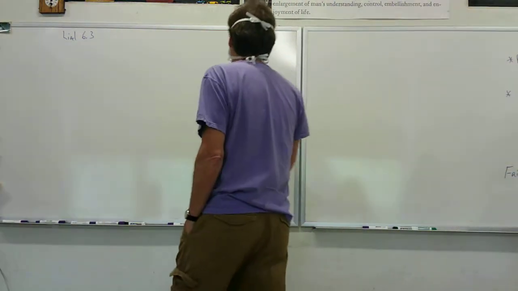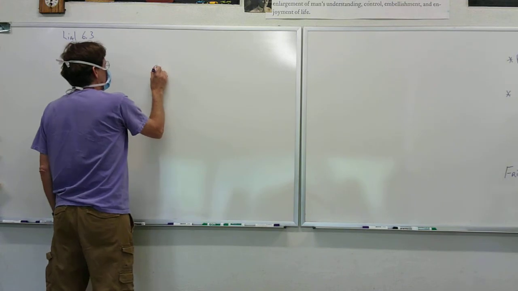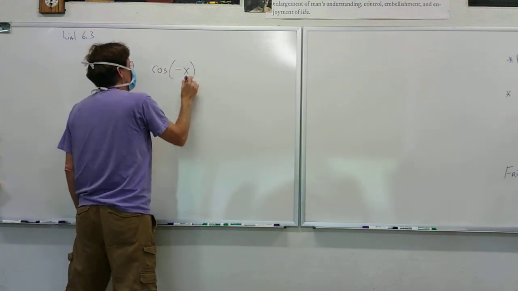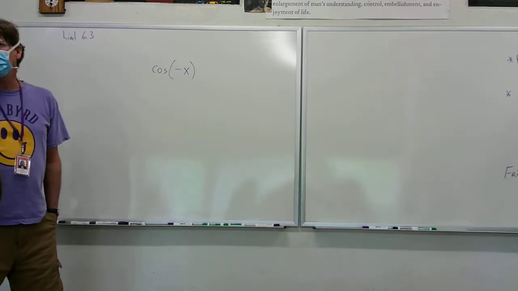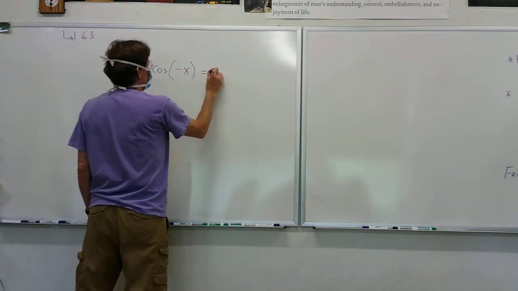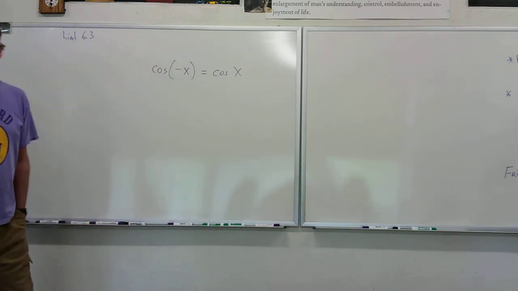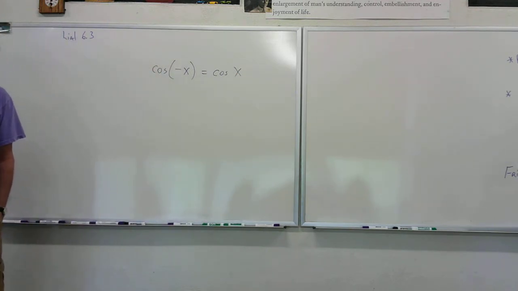If you have the cosine of negative x, we're not even going to try to work that. That equals the cosine of a positive x. So you can just change cosine of negative x to just cosine of what? Positive x. Just eliminate the whole problem if you have a negative right there.